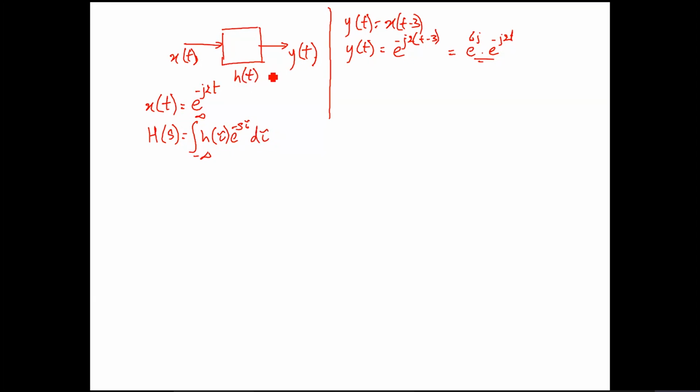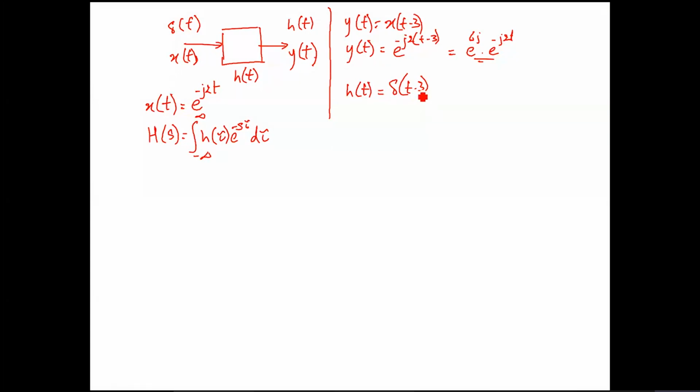And here h of t we can find. This is a simple feed-forward type of system, an FIR system, so we can directly write h of t by replacing x with delta. This will give you delta t minus 3. This is your h of t. So we know that if input is delta t, output is h of t. That's already known to us. So if we replace x with delta, y becomes h.